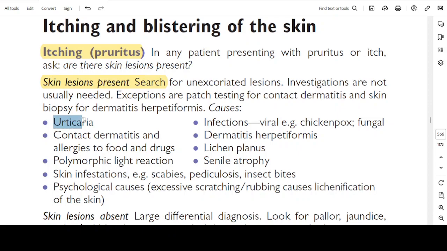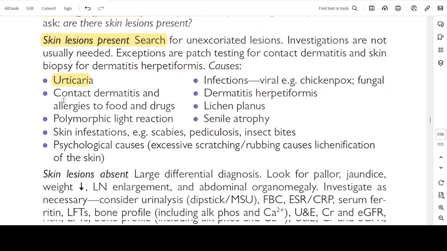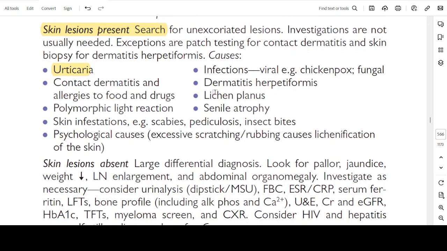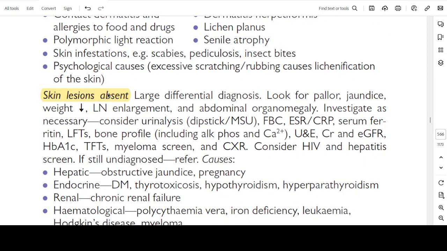Causes are causes of skin lesions, unexcoriated skin lesions: urticaria, where there will be wheals, contact dermatitis and allergy to food and drugs, polymorphic light reaction, skin infestations like scabies, pediculosis, insect bites, psychological causes, excessive scratching or rubbing causing lichenification of the skin, infections, viral for example chickenpox, or fungal infections, dermatitis herpetiformis, lichen planus, senile atrophy.